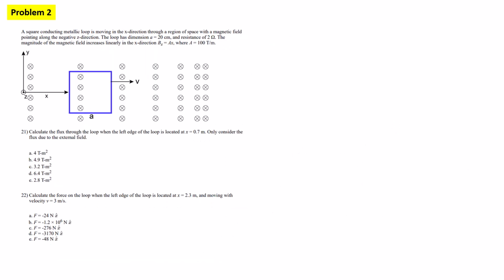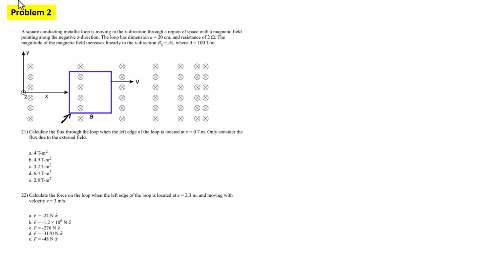All right, here's problem 2. A square conducting metallic loop is moving in the x direction through a region of space with a magnetic field pointing along the negative z direction. The loop has dimensions a equals to 20 centimeters and a resistance of 2 ohms. The magnitude of the magnetic field increases linearly in the x direction, where A is a constant given by 100 Tesla per meter.